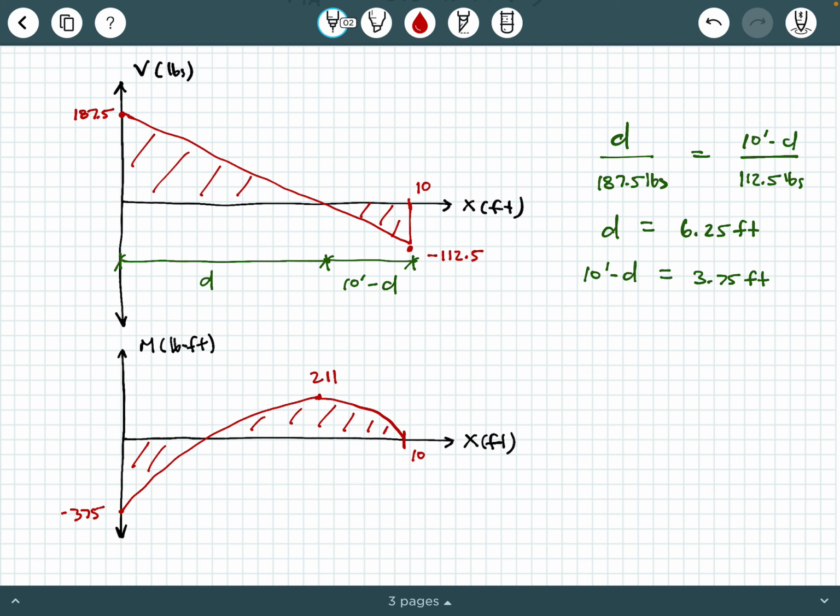And so that's the summary of this example, using the force method or the redundant method to solve for that redundant reaction BY. And then from there, it's just basic statics principles to solve for the remaining external reactions and then sketch the shear and moment diagrams.